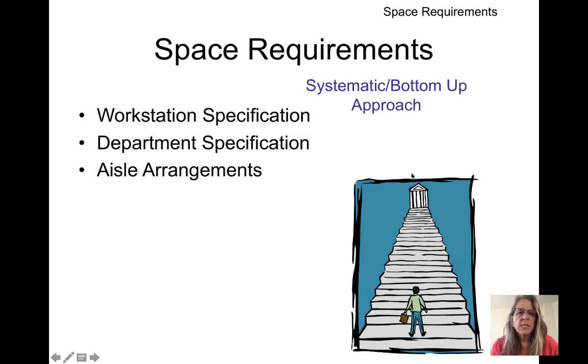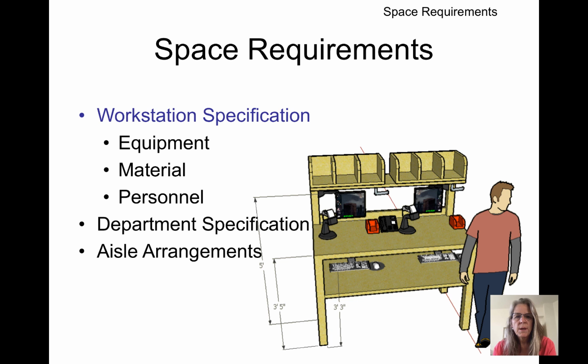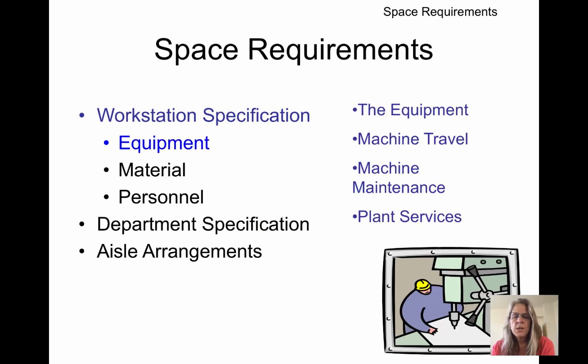So when we're looking at space requirements in this systematic or bottom-up approach, we'll start with workstation specifications. In the workstations, we're going to look at equipment, material, and personnel when we're deciding how much space is necessary. For the equipment, we're going to be looking at the footprint of the equipment, but not only the footprint, what kind of machine travel is necessary.